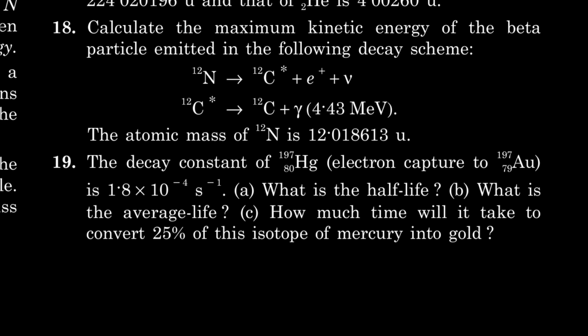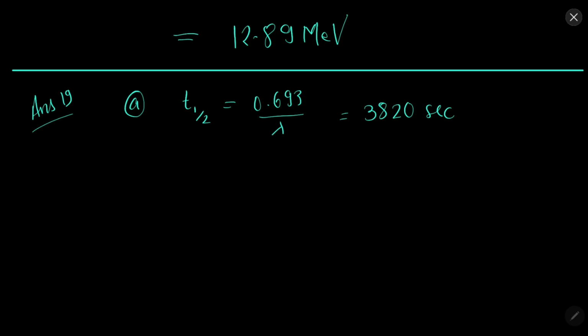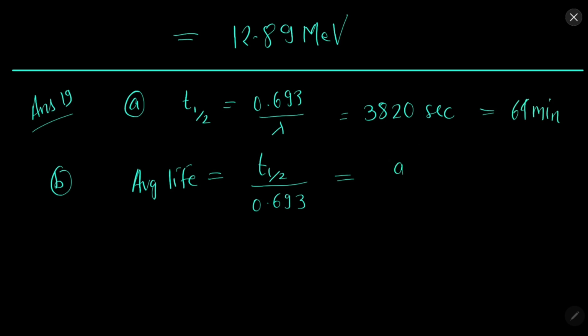In question 19, we need to find the half-life, average life and the time taken for converting 25% of mercury into gold. Solution 19. So first part, the half-life, 0.693 by lambda. So when we put all the values, we will get 3820 seconds. Average life, half life over 0.693 comes out, this is, by the way, 64 minutes, and this will come out to be 92 minutes.